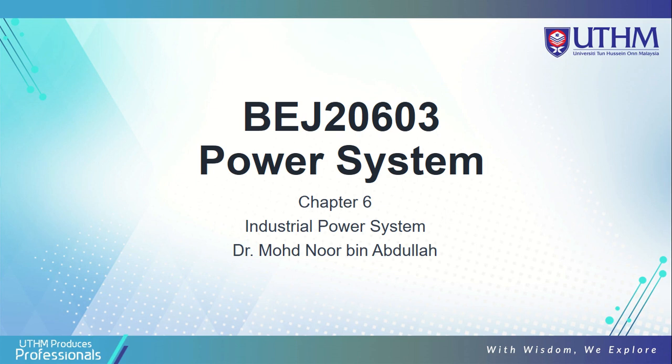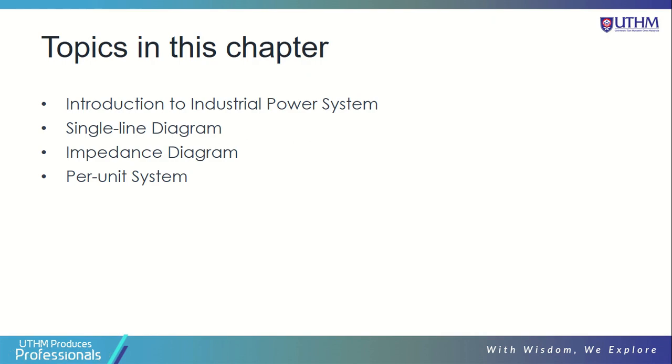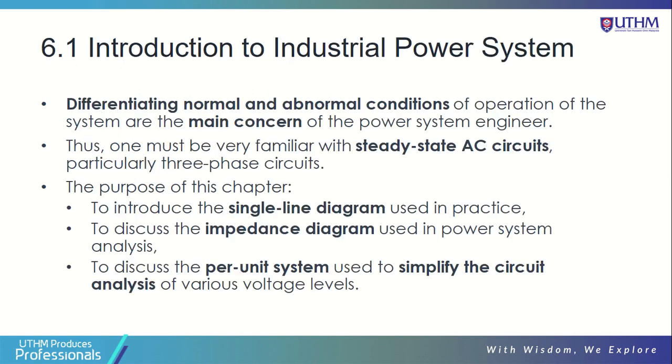Okay, welcome back to our class Power System BEJ 20603. So today we will discuss chapter 6, which is Industrial Power System. In this chapter we will focus on the introduction to industrial power system. Then we discuss the single line diagram. What is a single line diagram? Then we discuss the impedance diagram, and the last one is the per unit system, and then we try to apply the per unit system for circuit analysis, especially for power systems and three-phase circuit analysis. Okay, this is the introduction to the industrial power system.